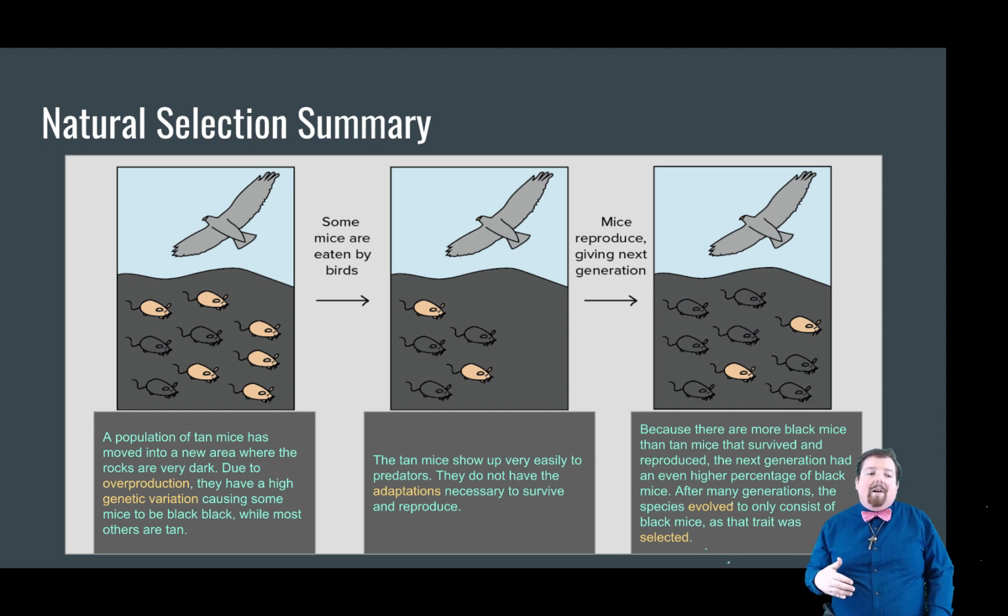Since having black fur helped those mice to survive, we consider having black fur an advantageous trait, or an adaptation. When those mice reproduce, the black fur will likely be one of the traits that gets passed on, or selected. And eventually, after many generations, the species will consist of almost all black-furred mice. That species now has adapted to their new environment.